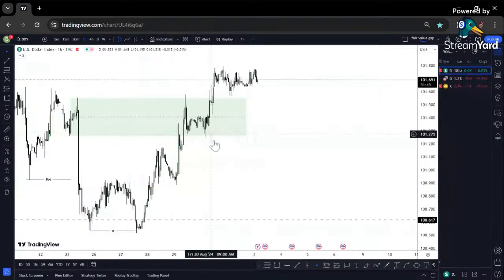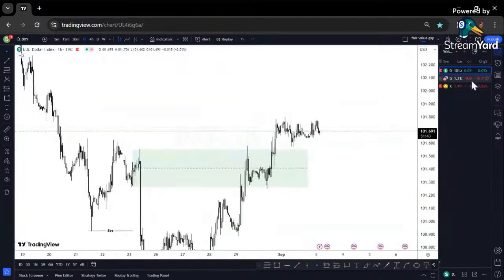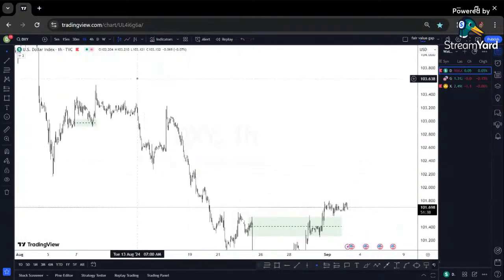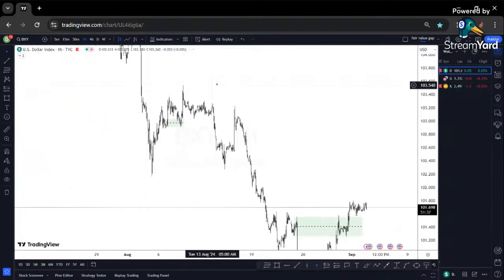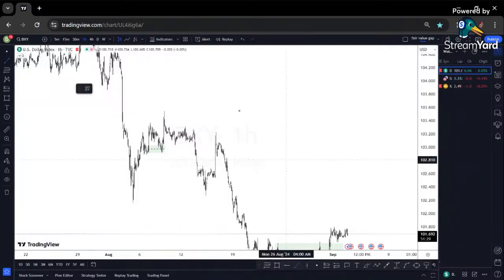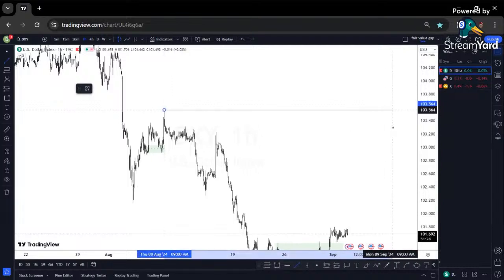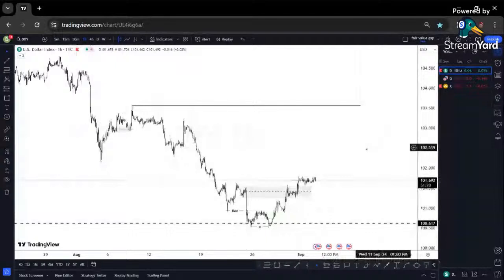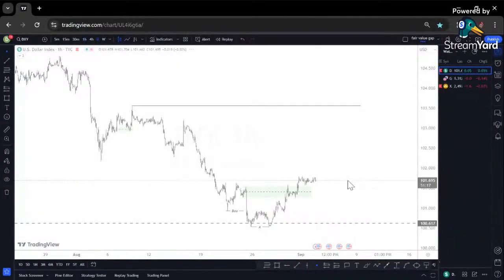On DXY, it is already bullish. So on DXY, I'm anticipating that this will be taken out. We'll come to this high. That is where we are going to determine whether we go higher or we go lower. But right now, DXY is bullish.